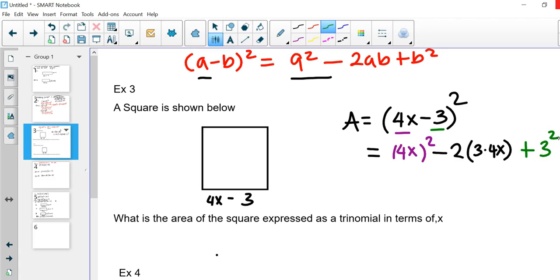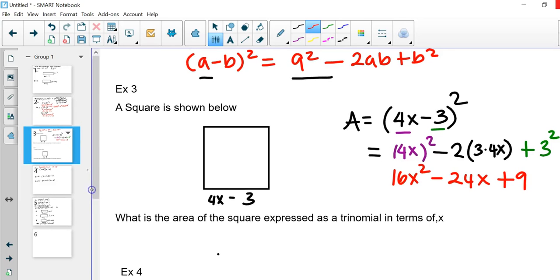Alright, so let's go ahead and find out what that is. So my answer in this case will be (4x) squared. 4 times 4 is 16, so that'll be 16x squared, minus 3 times 4x is 12x. Double of 12x is 24. So minus 24x plus 9. That'll be my answer. So let's go ahead and do another example.